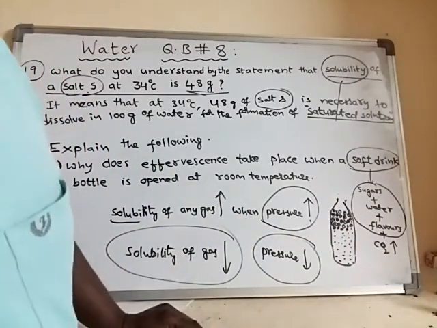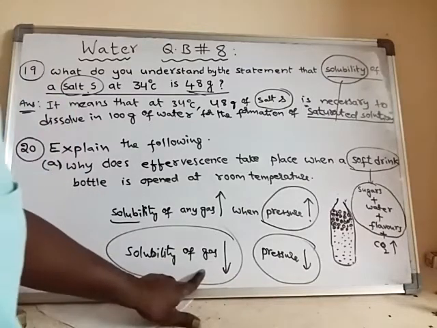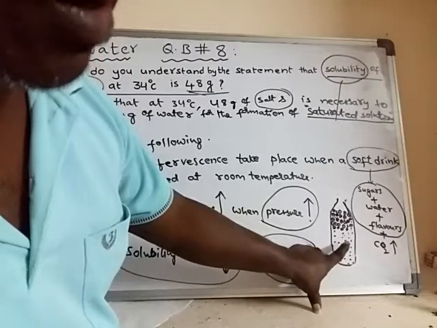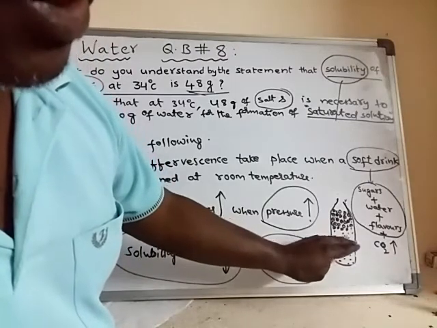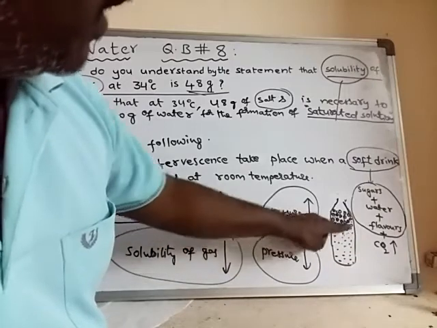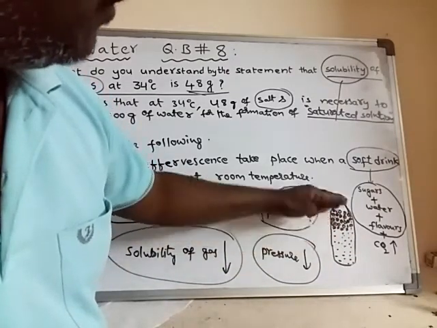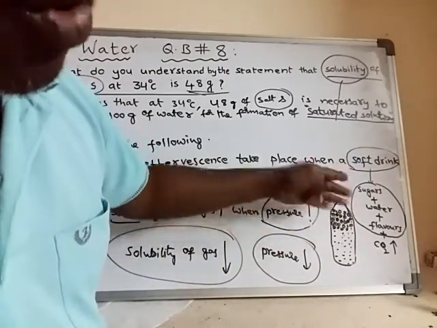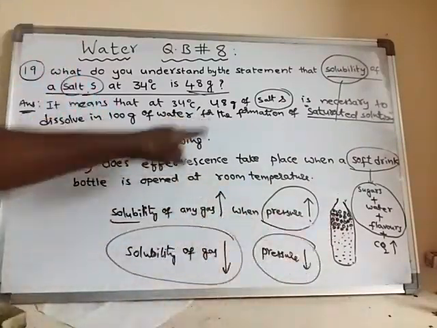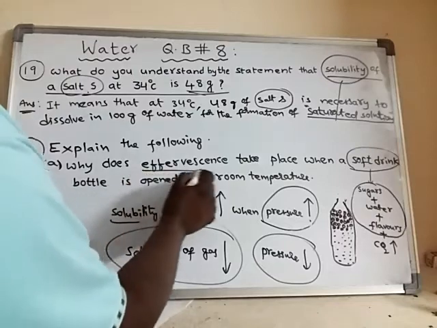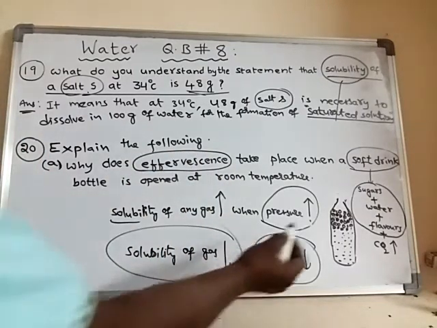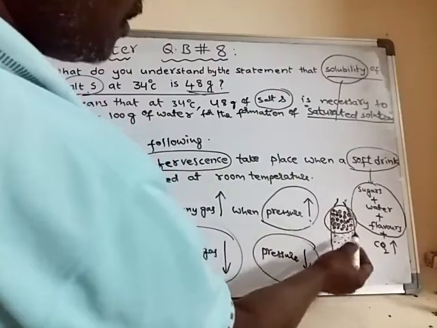When solubility of gas decreases, what happens? The amount of dissolved gas decreases. That means some amount of gas won't dissolve. Hence it will form bubbles and it will come out. It will move up. So these bubbles of gas are said to be effervescence. What is the meaning of effervescence? The bubbles of gas.